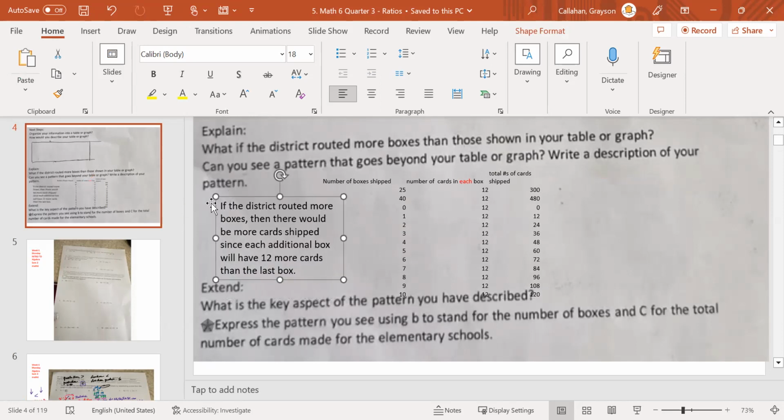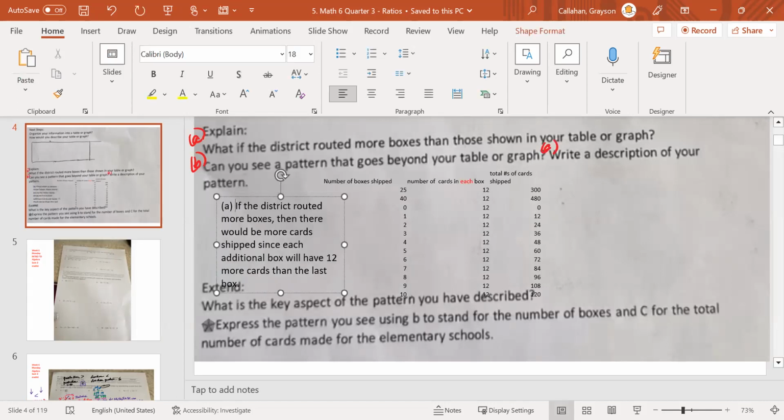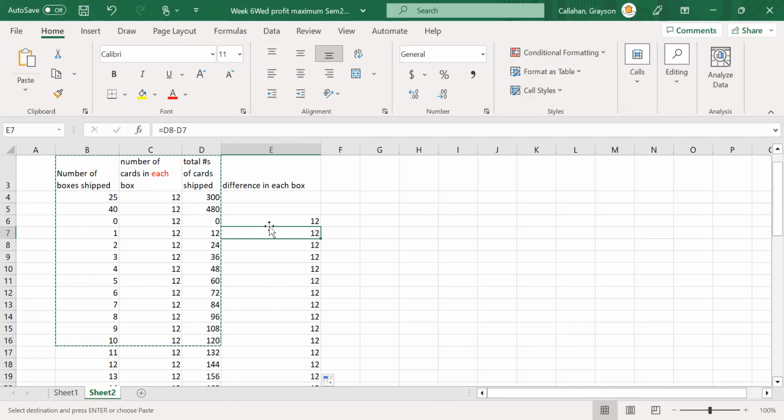And also with this one, I'm gonna put A right here because that's A, that's B, and that's C. So there's A. What do you think B? Can you see a pattern? What is your pattern, Grayson? What's the pattern of boxes here? Let's go back to this then. Go back to this one right here. Difference in each box. What's the pattern? It's just 12. Every single box has 12, right?